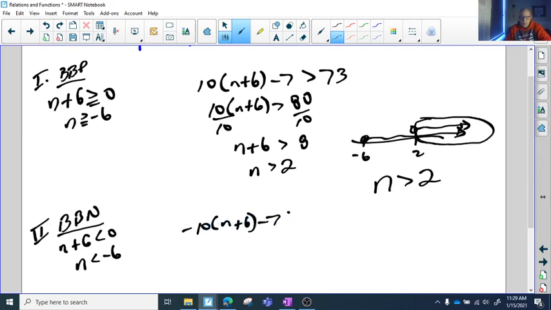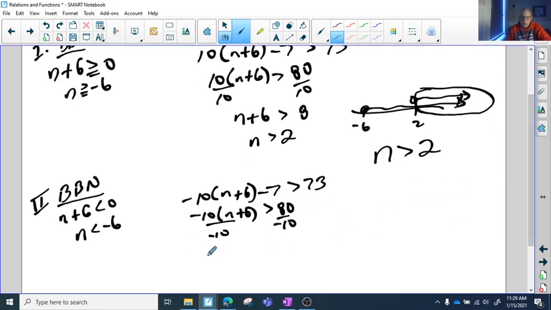Take away 7 is greater than 73. I'm going to do the same as last one. So negative 10, n plus 6. Take my 7 over, I'm going to get 80. This time I'm going to divide by a negative 10. That's going to give me n plus 6 is greater than negative 8. N is greater than negative 14.